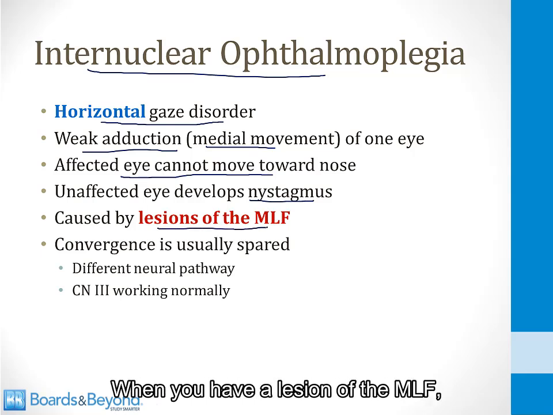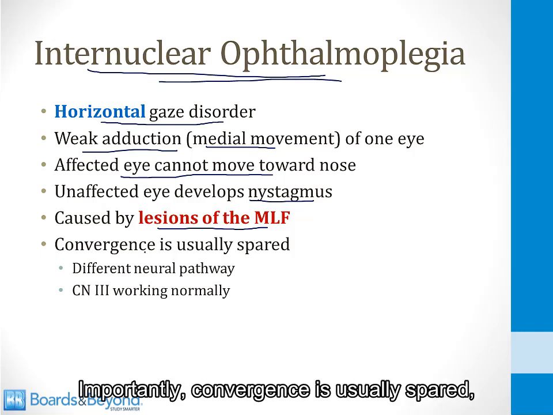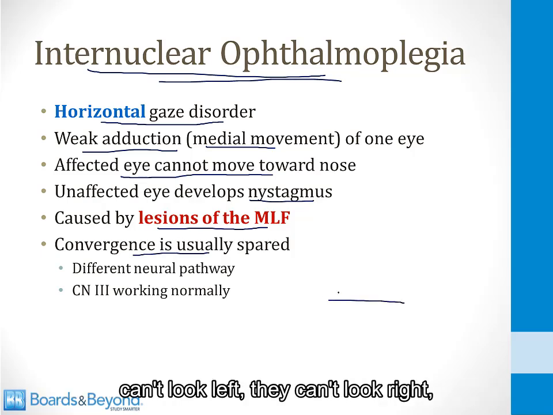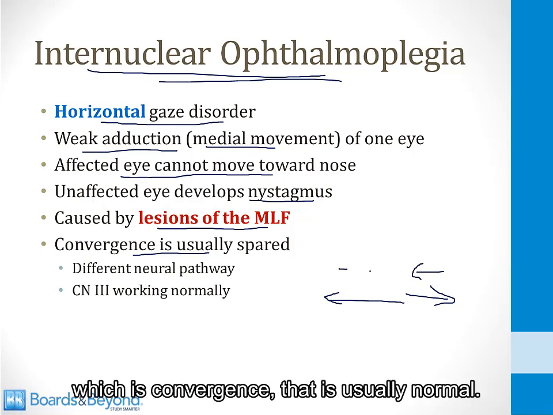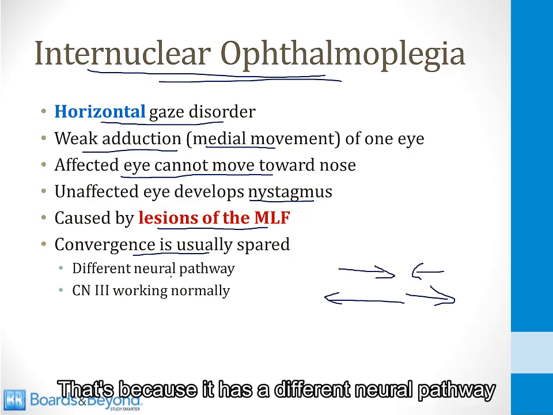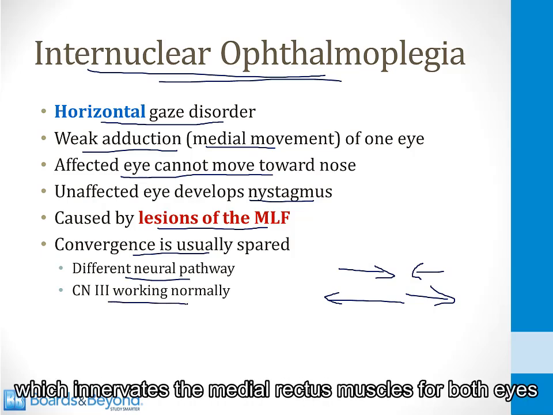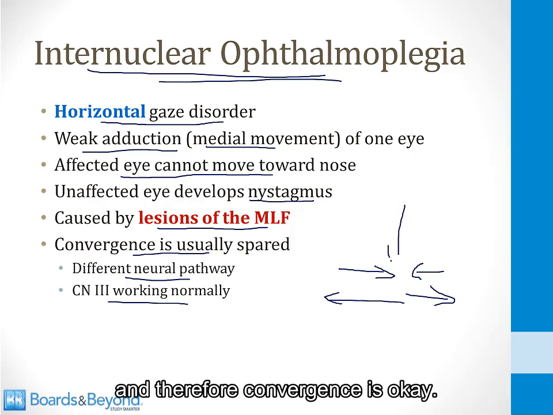When you have a lesion of the MLF, the clinical syndrome you develop is called an internuclear ophthalmoplegia. Importantly, convergence is usually spared, so patients who have an internuclear ophthalmoplegia can't look left, they can't look right, but if they try to look to the middle with both eyes, which is convergence, that is usually normal. That's because it has a different neural pathway, and cranial nerve 3, which innervates the medial rectus muscles for both eyes, is working properly, and therefore convergence is okay.